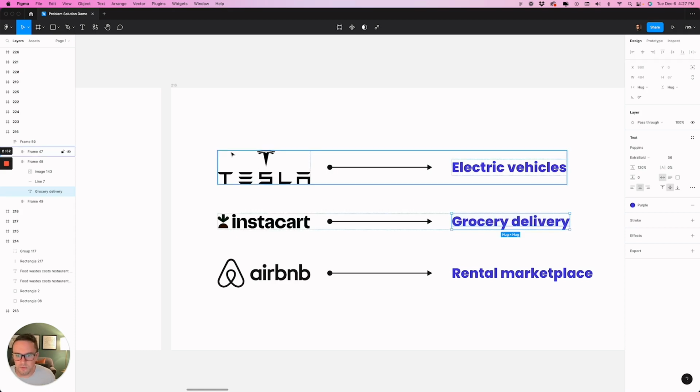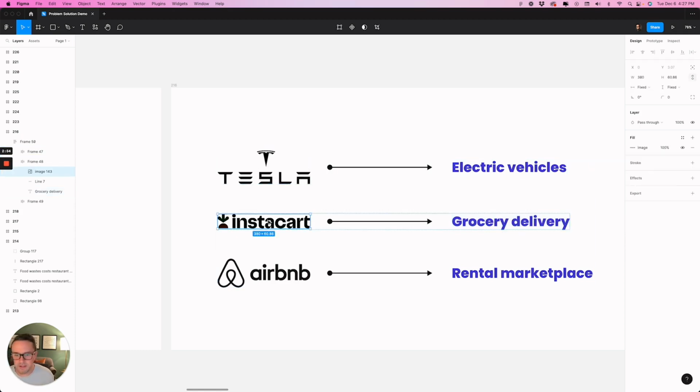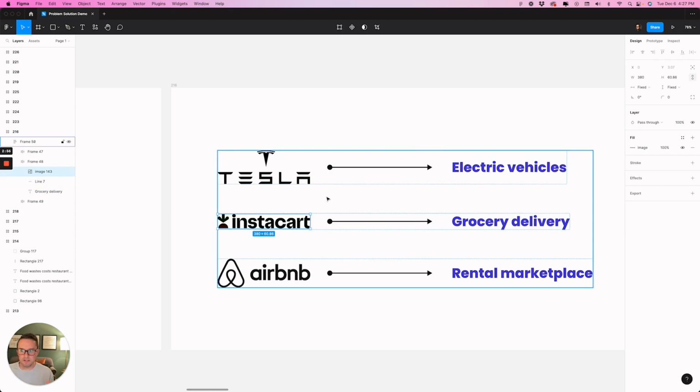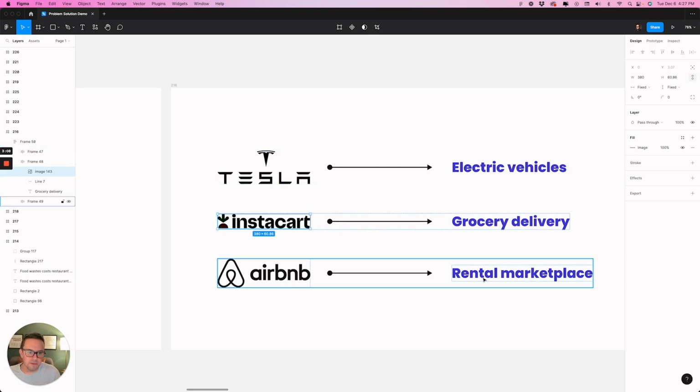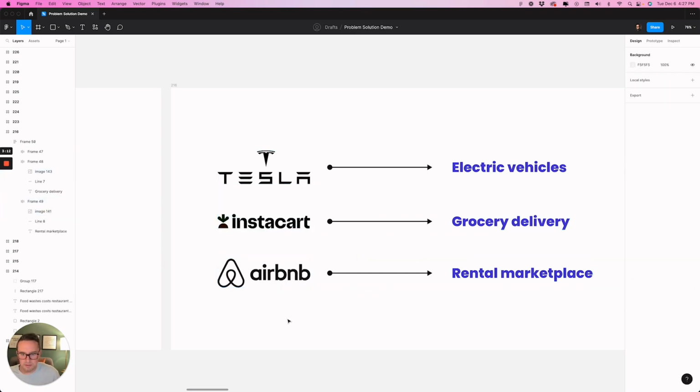Is Tesla the only one that makes electric vehicles? No. Instacart, they're all trying to solve with a similar concept. That's not unique or novel. But it's who's best positioned to do that. Have you done that before? What is your team like? How are you able to actually deliver that solution? Same with Airbnb as a rental marketplace. They just happen to be the best positioned to do that.